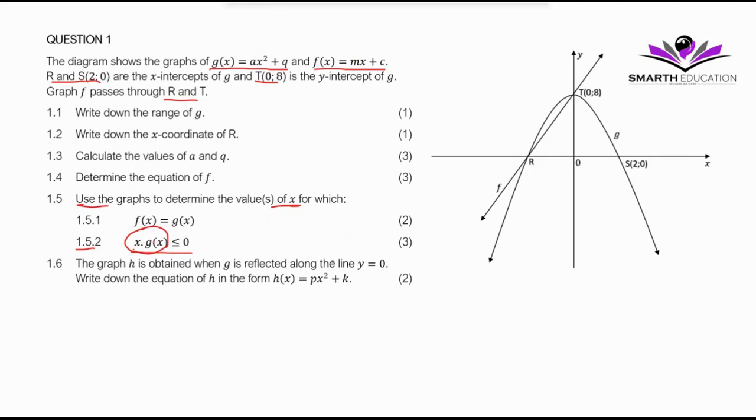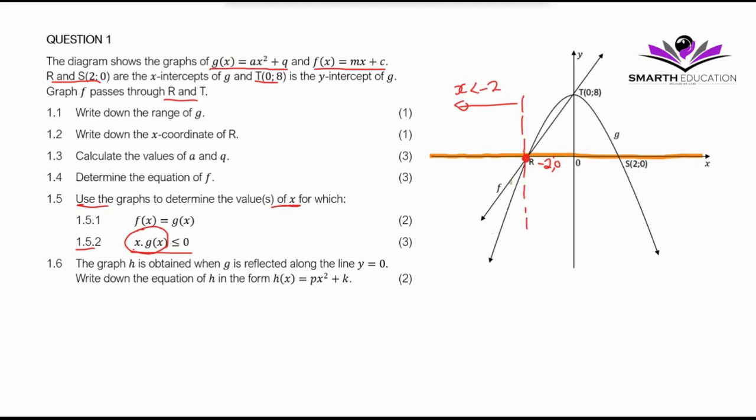So the graphs change their signs at the x-intercepts. That's why graphs change from being negative to positive or from being positive to negative. So we have -2 here and 0, right? This is where they change. Like if you check both graphs here, when x is less than -2, both graphs are negative because they are below the x-axis. Negative means below the x-axis. If it's above the x-axis, it's positive.